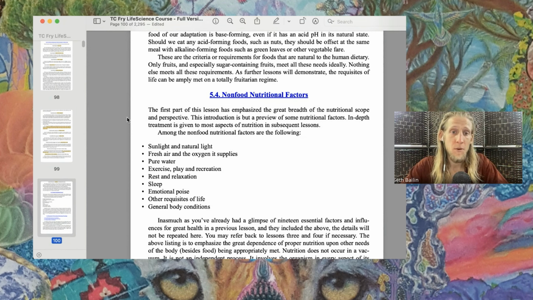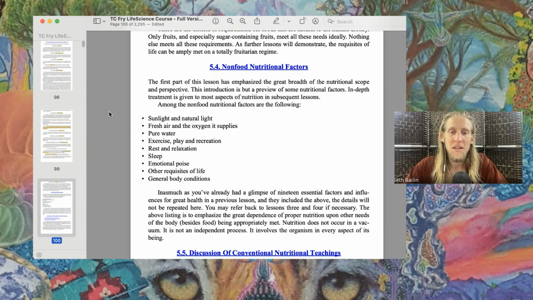Okay, here are the interesting non-food nutritional factors, because most people define nutrition as food only, but I like how zoomed out this is. Sunlight, natural light, fresh air, oxygen, pure water, exercise, play, and recreation. Play, I love that. We need to smile, improvise, run around, have fun, be silly, and stop thinking so much. Rest and relaxation, sleep, emotional poise, other requisites of life. So it's very wide open. And general body conditions. So that's very interesting. Emotional poise is nutrition.